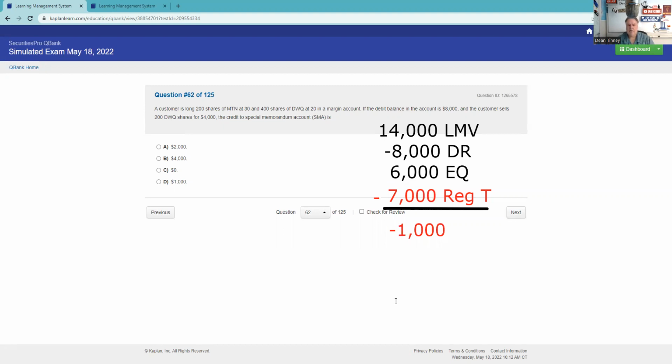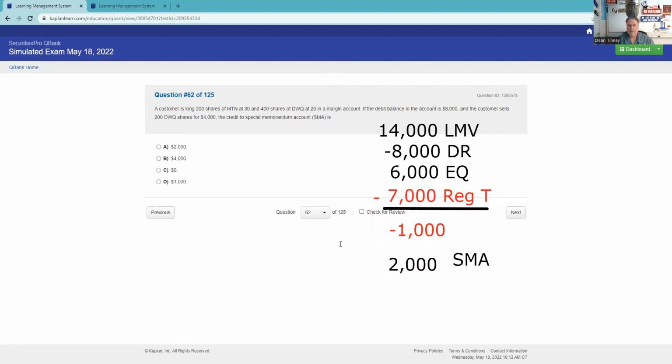I'll credit your SMA. This is the only time, by the way, I'm going to make a direct entry into the SMA that is not a function of a mark to market. And so I'll tell you what I'm going to do. I'm going to credit your SMA. I'm going to make a special memorandum to your account for the $2,000 you could have got, but chose not to in this restricted account.